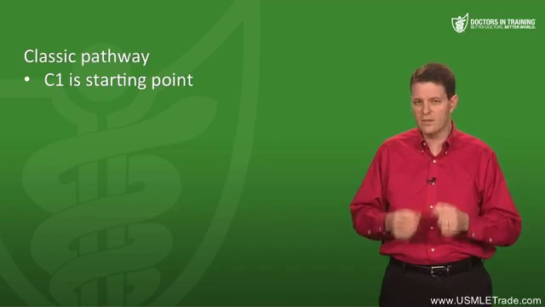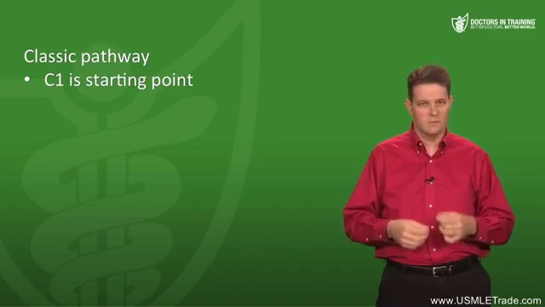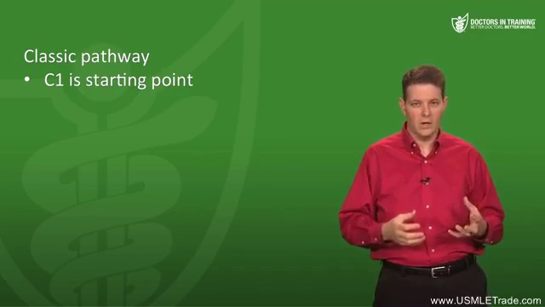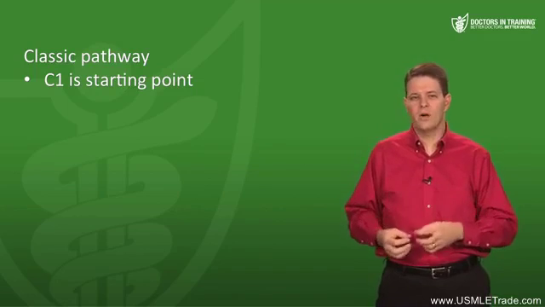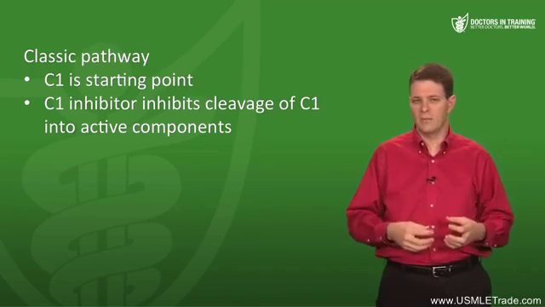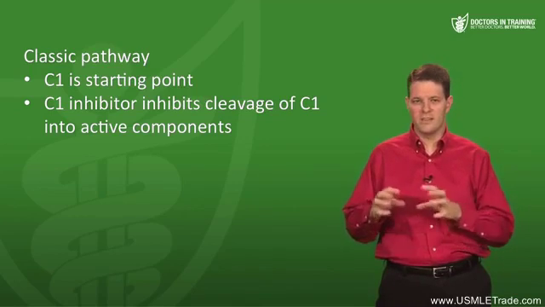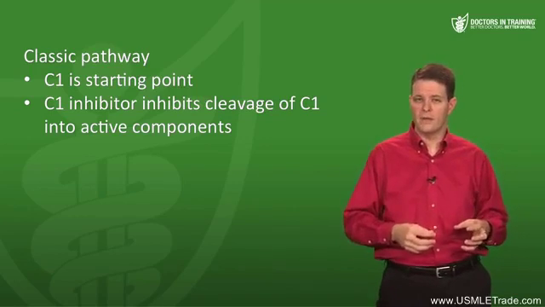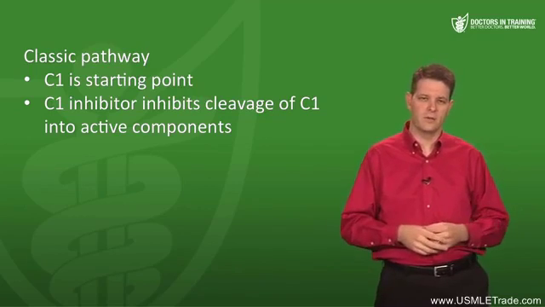Then the second point I want you to note is that the C1 is the starting point for the classic pathway. I already said that once, and you really need to know it. And there's a specific enzyme called C1 inhibitor that inhibits the cleavage of C1 into active components. And don't get confused, because C1 inhibitor also goes by the name C1 esterase inhibitor.